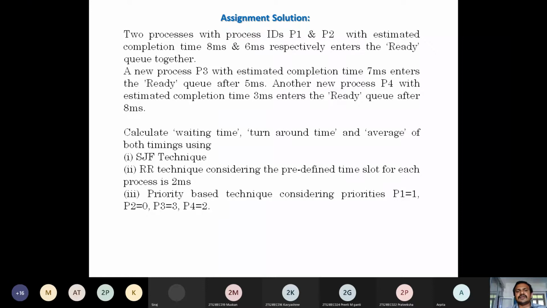So here, how are the processes entering the queue? The two processes P1 and P2, with estimated completion times of 8 milliseconds for P1 and 6 milliseconds for P2, are at the initial stage. They enter first in the ready queue.